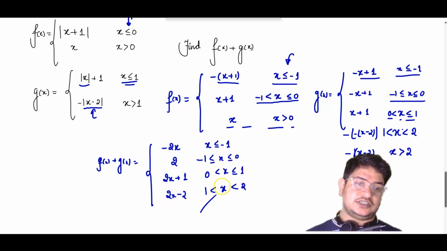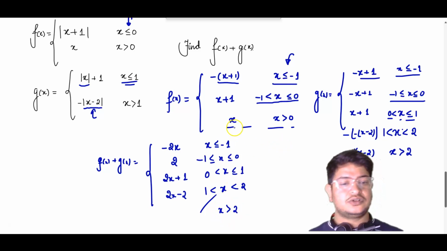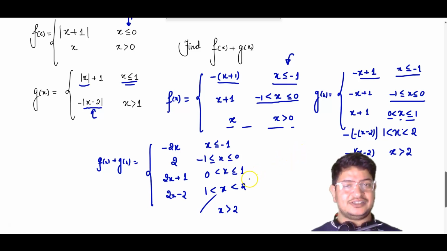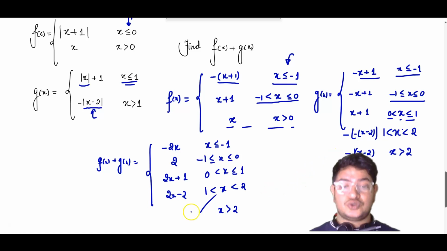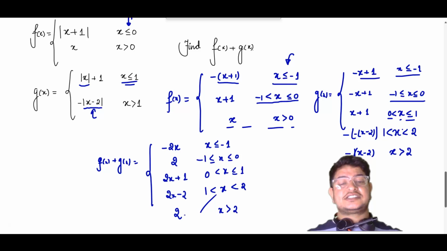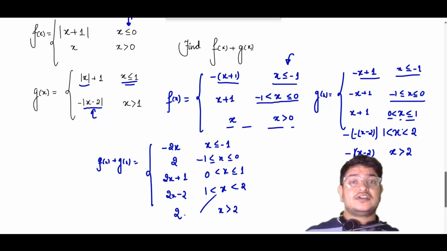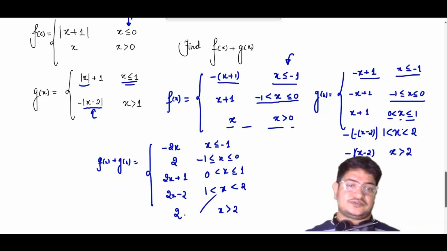Now the last one, x greater than 2. Once you take x greater than 2, you can subtract minus x and x, and you will get the value as 0. But here we have one more value, which is 2. So here we will write 2. This is the function that you will get, f(x) plus g(x). According to the interval, we are dividing the values, and that's how we are getting the answer.